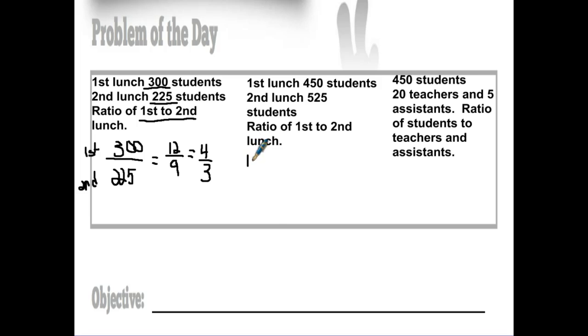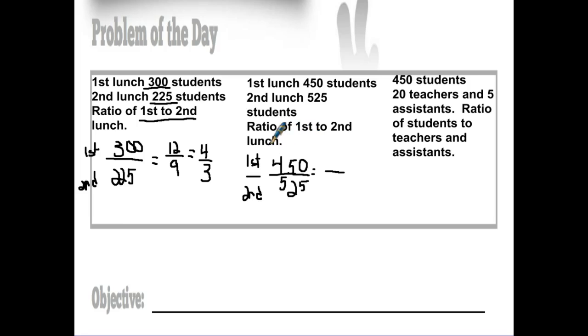Okay, so this second one is kind of similar to the first, where I'm labeling first and second lunch. And I have 450 students in the first lunch and I have 525 students in the second lunch. And now I want to put my ratio in lowest terms. So again, I'm going to think of money. Some of you may be looking at this and going, you know, I could start with a larger number, and that's fine. You can do that. But if you're not quite sure how to reduce, if I'm looking at 50 and 25, I know that I can use 25.